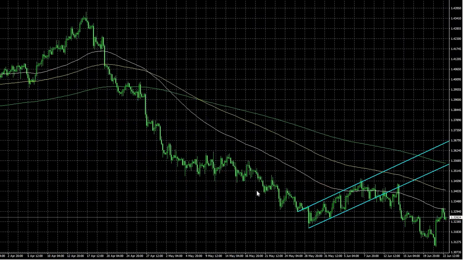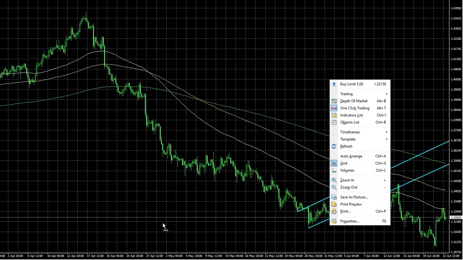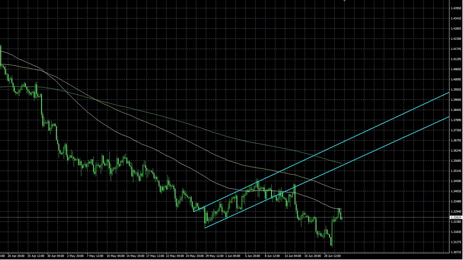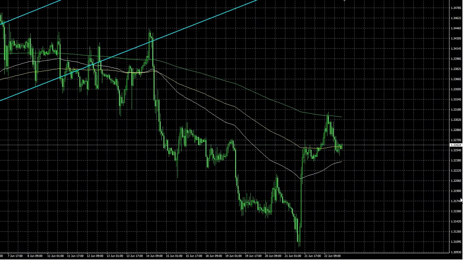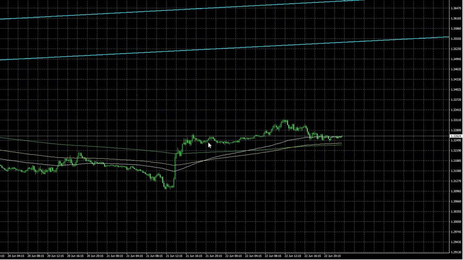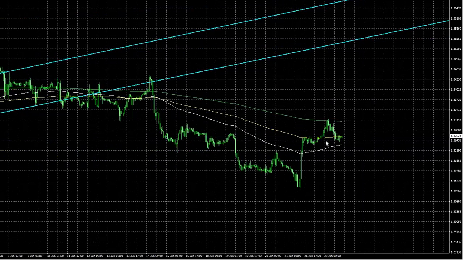Okay, for the pound US dollar at the moment, nothing much. Okay, here you see it moved up. So this is being held by this EMA, and is moving down. So there's nothing much at the moment for this pound US dollar. I will keep updates if there's any formation of any patterns.